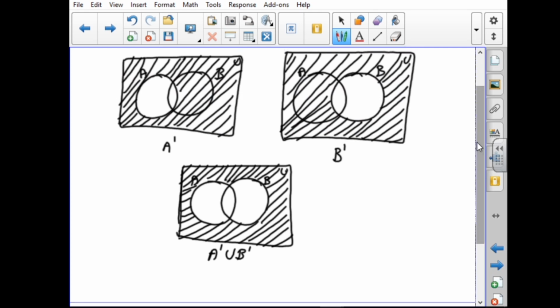Here also, that B part is shaded, no? So here this part will come. Then here, that intersection part, here also it will come. So except the intersection part, everything will be shaded.